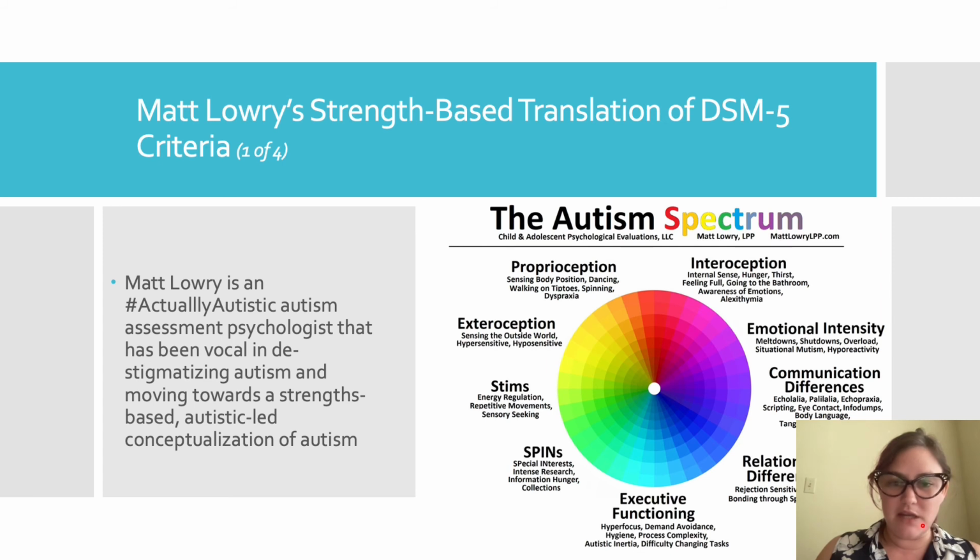Communication differences, relationship differences, executive functioning, spins or special interests, internet research, and information hunger and collections. STEMs, which is a shortened name for stimming, which is related to energy regulation, repetitive movement, and sensory seeking. And then finally, exteroception, so being able to sense the outside world. And a lot of autistic people are either hypersensitive or hyposensitive to their environments.